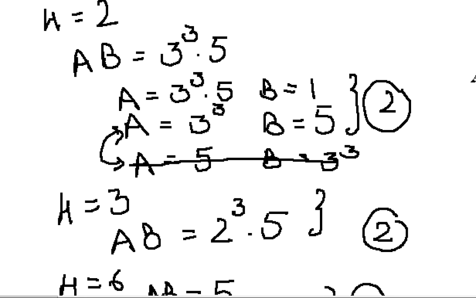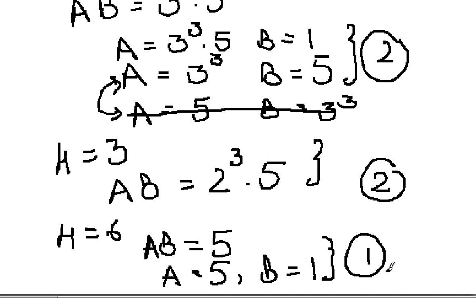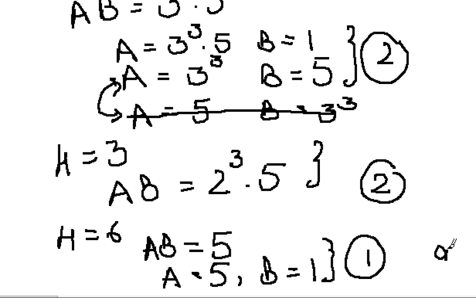So in total, we had 4 cases here, 2 cases here, 2 cases here, and 1 here. So total we have 9. So 9 is the correct answer.